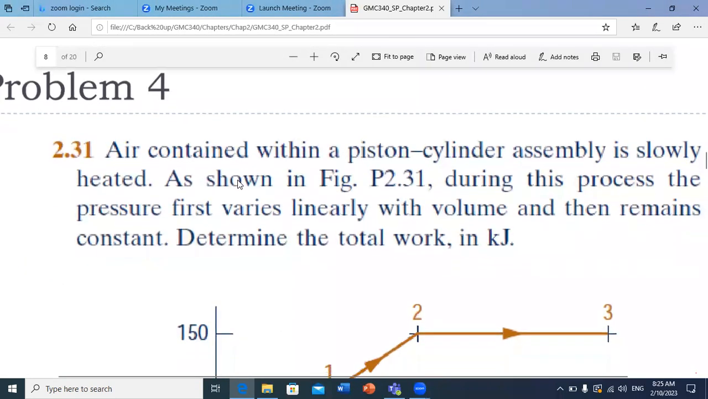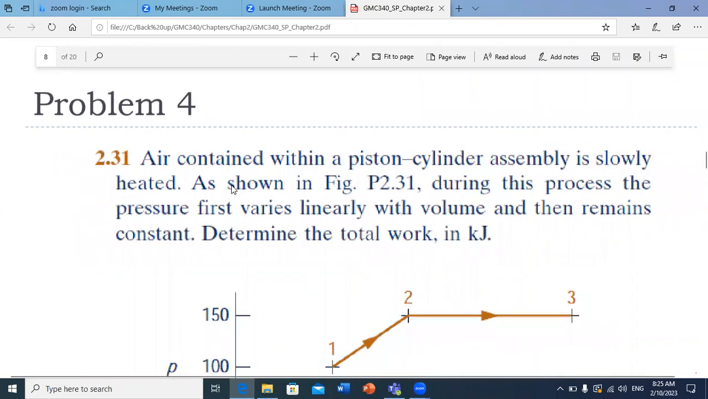Another problem. Air is contained within a piston cylinder system and is slowly heated. As shown in the figure, during this process, the pressure first varies in a linear way with volume, and then remains constant. Determine the total work in kilojoule.